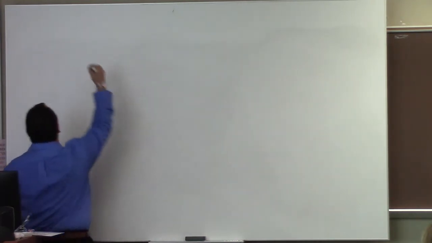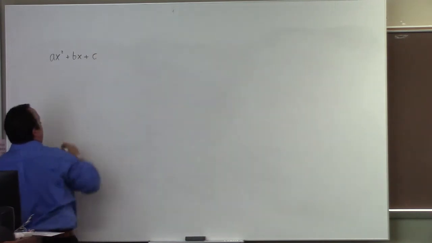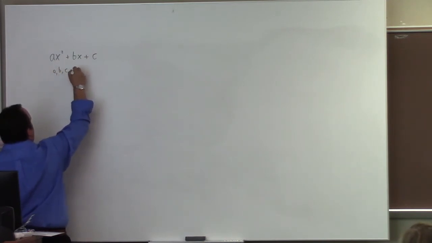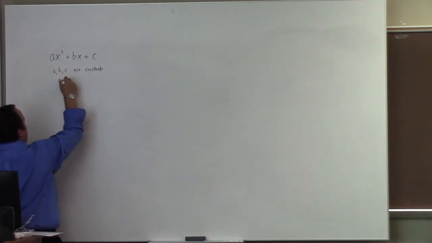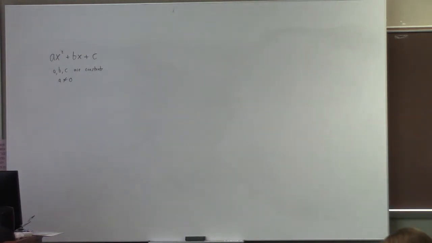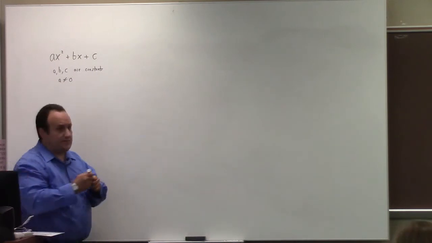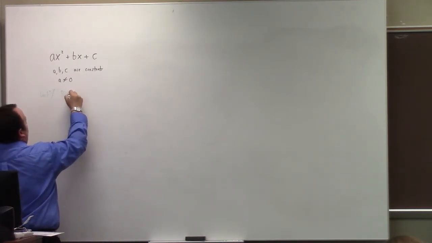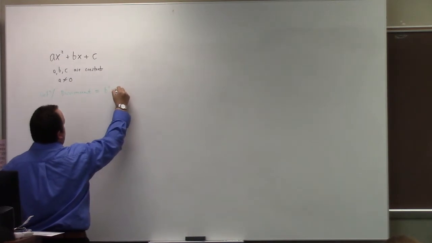So if we have ax squared plus bx plus c, and this is the quadratic polynomial we're looking at, here a, b, and c are constants, right? Also, we assume that a is not equal to 0, right? So that's a quadratic polynomial, and the discriminant is, by definition, b squared minus 4 times a times c.